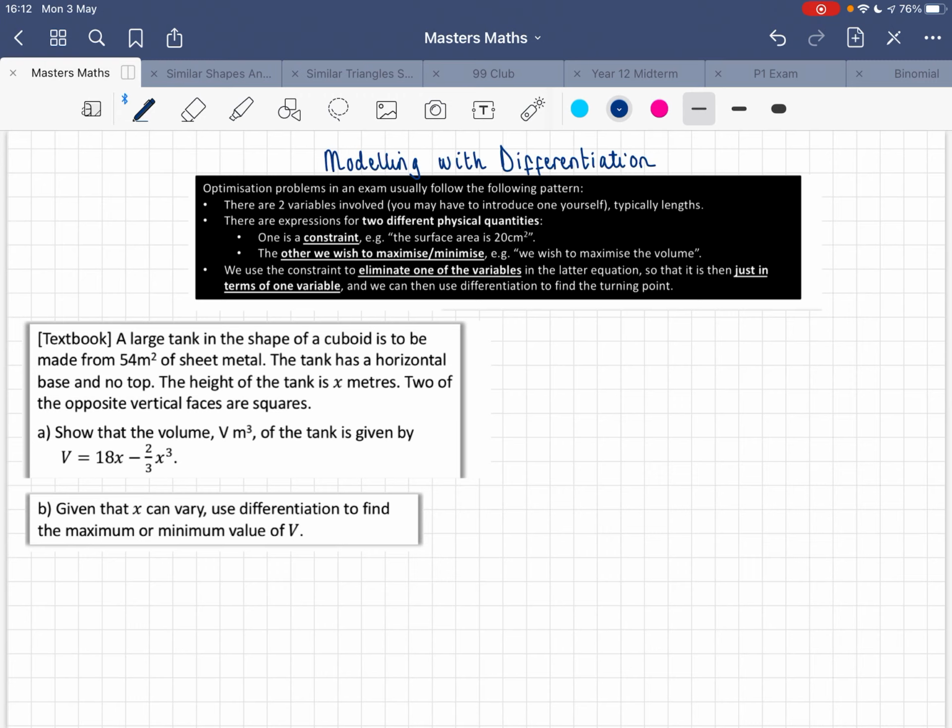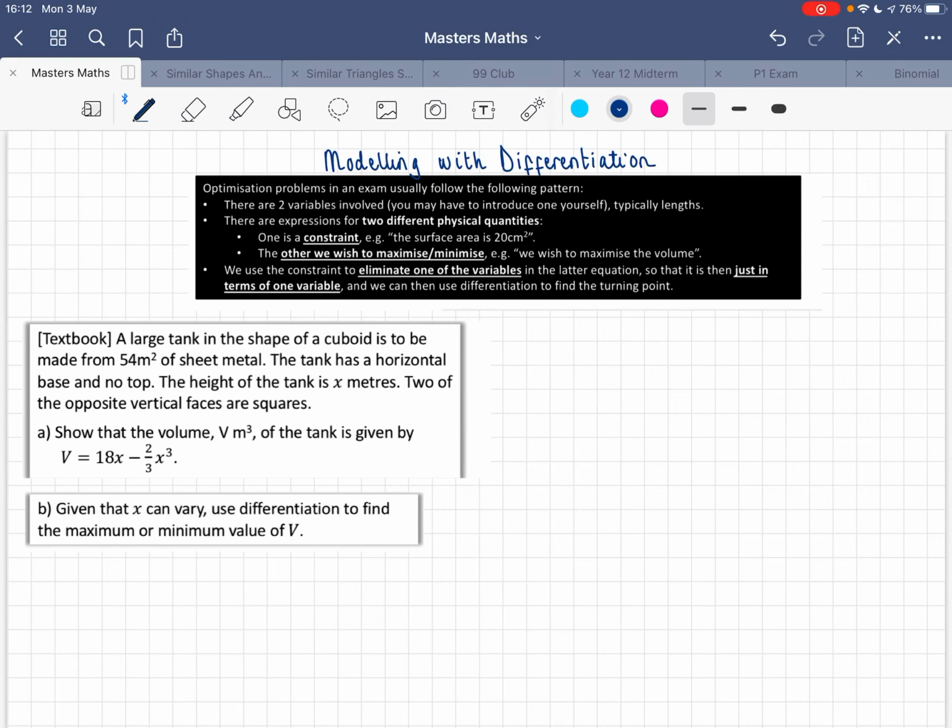Sometimes you will then be asked to prove that the value you found is the maximum or the minimum. I'm trying not to talk too fast. So you would need to use the second derivative to show that you found a maximum or a minimum. So let's have a look at a couple of examples.